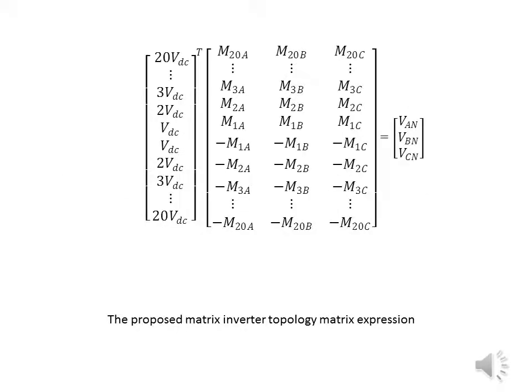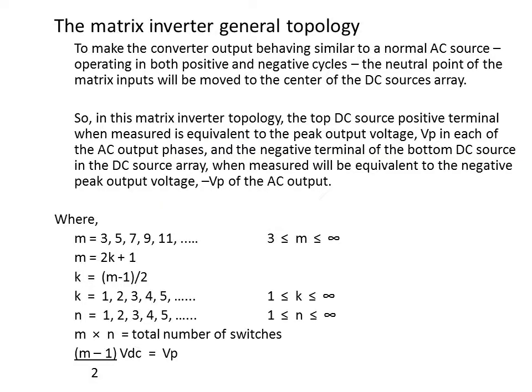The matrix representation of the proposed matrix inverter topology is shown here. So the input is VDC, while M represents the submodules, and then VAN, VBN, and VCN are the outputs of the matrix inverter. The matrix inverter general topology.